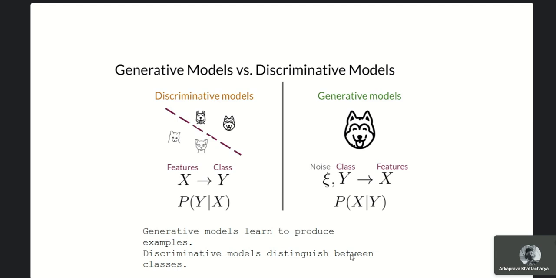So what is a generative model doing? It is trying to learn how to make realistic representations of some classes. So let us say we take some input, some random input noise.